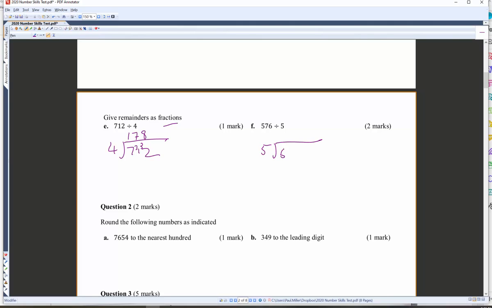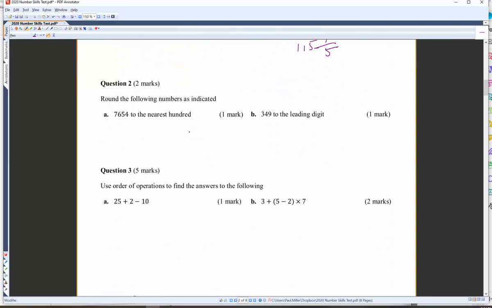5 goes into 576. Well, 5 goes into 5 once. 5 goes into 7 once, with 2 remainder. 5 goes into 26 5 times, remainder 1. But we needed to give the remainders as fractions. So it's 115 whole times it goes in. We had 1 left over and we were dividing that by 5. So 115 and 1/5.